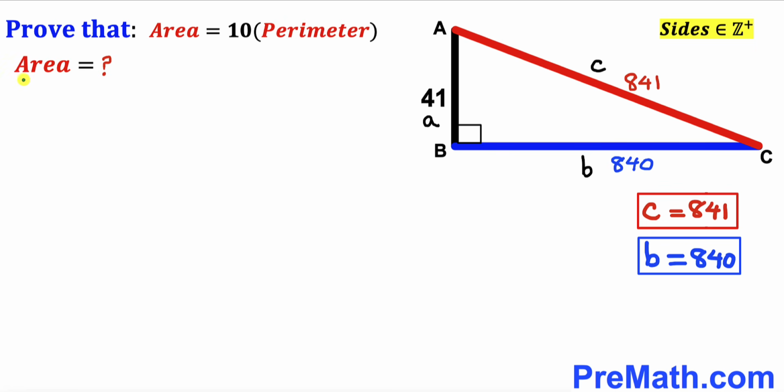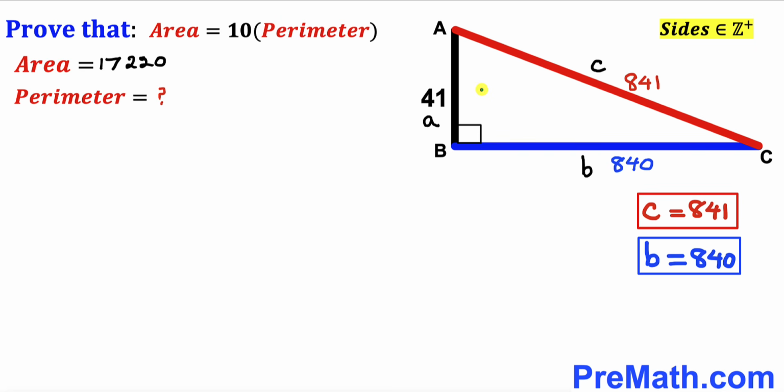We are going to calculate the area of this triangle ABC. Let's recall the area of a triangle formula. Area is always equal to a half times base times the height of the triangle. In our case, the base of this triangle is 840, whereas the height is 41. Let's fill in the blanks. So a half times our base 840 times the height 41. If we simplify and multiply, that gives us 17,220 square units.